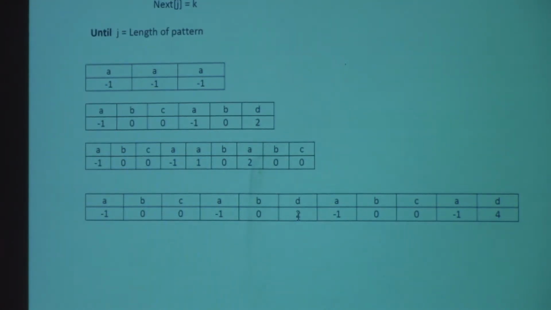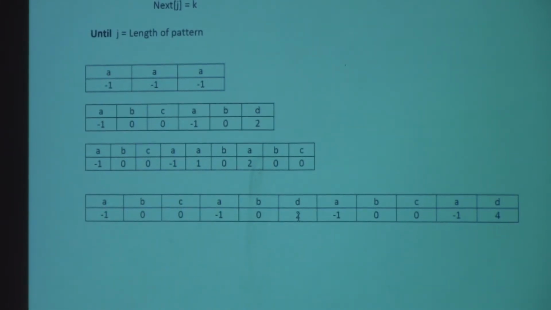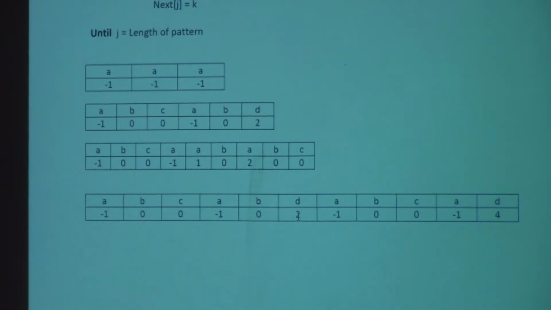Let's look at this 4 over here. Imagine that we match everything here, except we have a mismatch right here on this character. So that means that the next comparison would be index position 4 on the pattern against what in the text? J. 0, 1, 2, 3, 4. This is the next comparison.